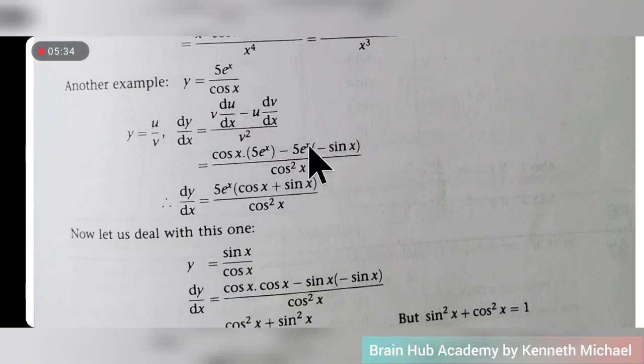So do your normal algebraic process here. The common factor between them is 5e raised to power s, so it can be pulled out. You are now left with cos s. Then minus times minus changes to plus, so you have sine s here, and then all over cos square s. Now, why is it cos square s? Because here is v square, and our v is cos s. So cos s all square is the same as cos square s. All right, so this is what you have here.